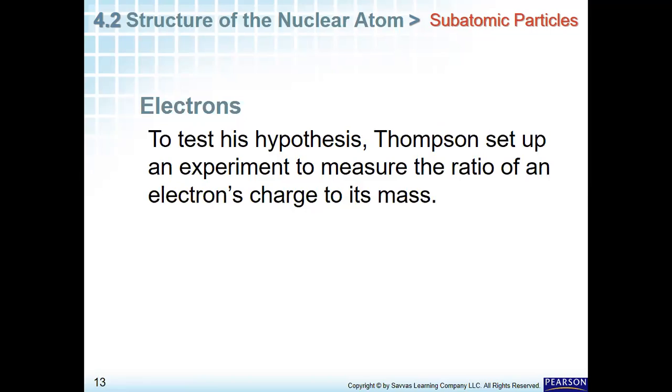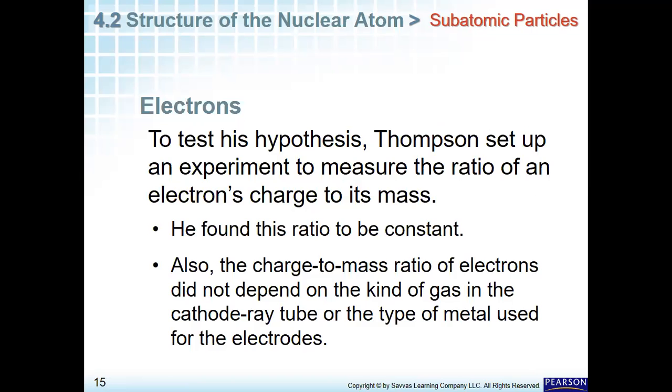To test his hypothesis, Thomson set up an experiment to measure the ratio of an electron's charge to its mass. He found this ratio is constant every single time he did this experiment. Also, the charge to mass ratio of electrons does not depend on the kind of gas or even the metal in the electrode. That gave him an indication that the electrons are identical for each element. So there's no difference between the electrons inside hydrogen and the electrons inside oxygen, except for the number. In the structure they are the same, in the charge they are the same, and in the mass too.